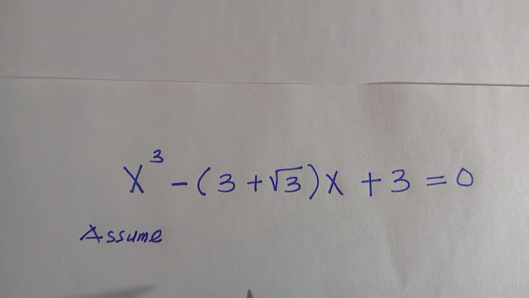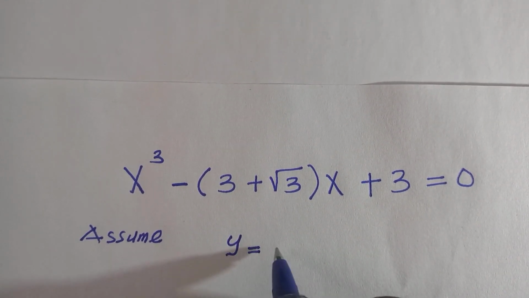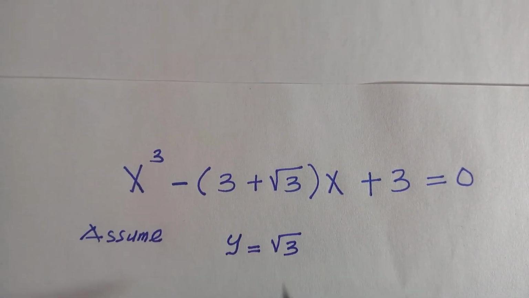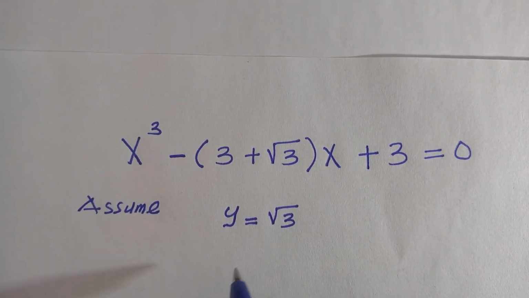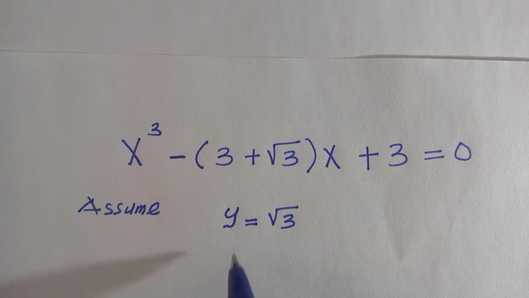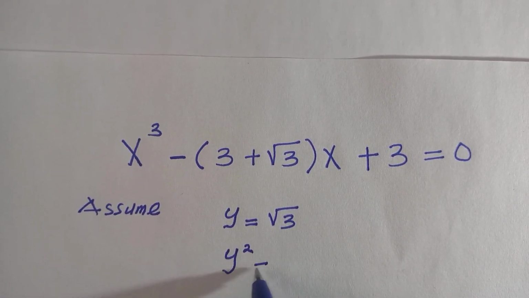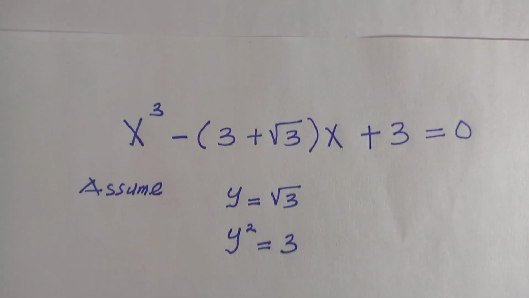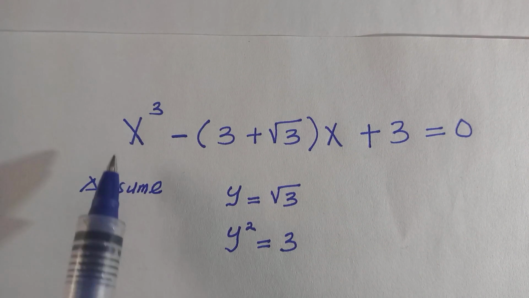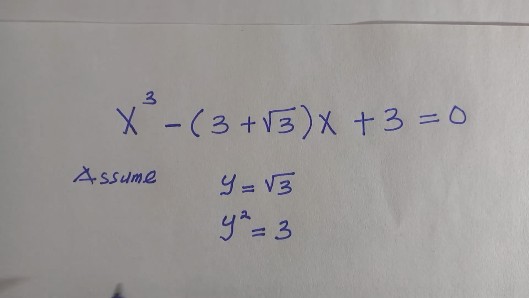Suppose I choose a letter y and I let it be root of 3, and by taking the square of both sides we have y square equals 3. That is, anywhere I see 3, I will replace it with y square and root 3 with y.